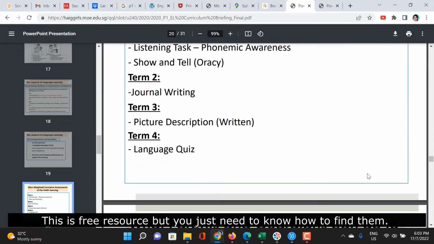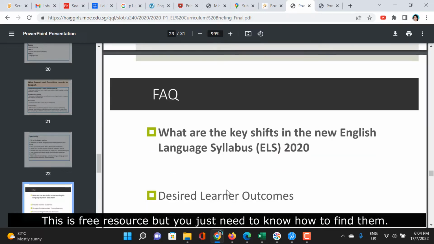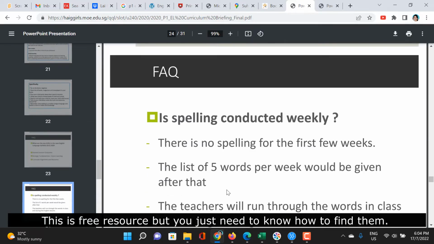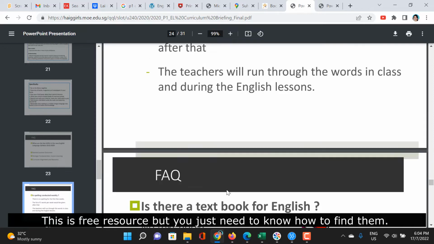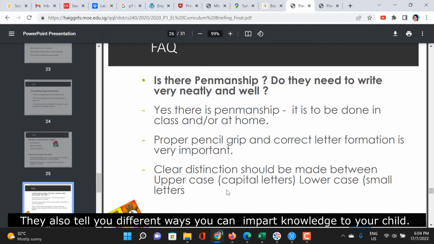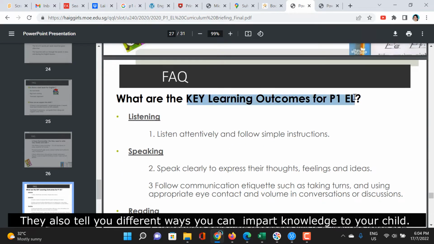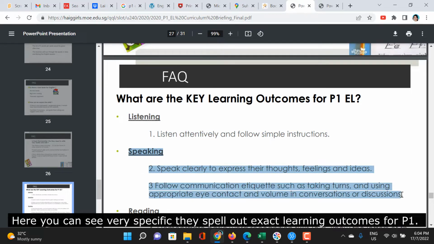This is free, literally, but you just need to know how to find them. So literally, you can use this, and then of course you can continue to search further. But again, you see they tell you actually what you can do, like go to the library. So these are the things you should definitely cover in your curriculum plan, because they will want to know how you are planning to impart all these skills to your child.